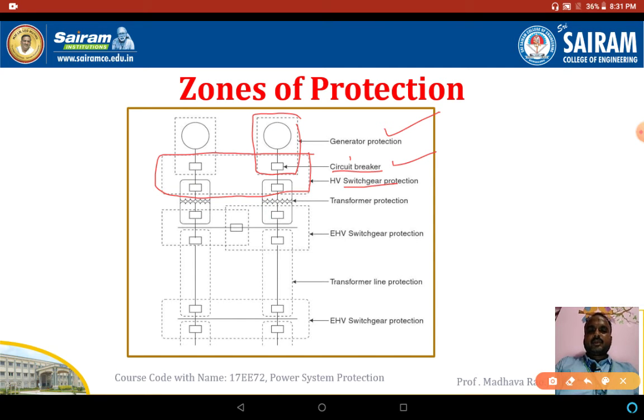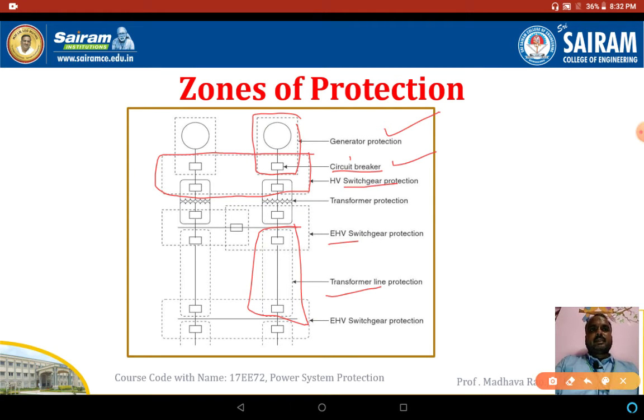Similarly if you take another one, in this zone also two devices are there. One is high voltage switchgear and the transformer. So whenever we are protecting the devices, you see that one or more devices, at least two devices, should be there. The various protective zones of a typical power system are as shown in this figure.